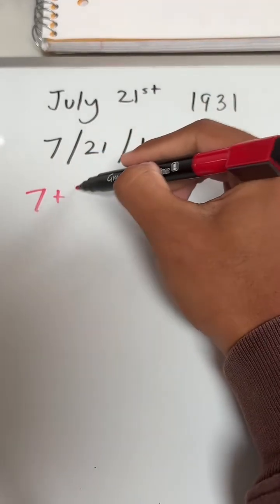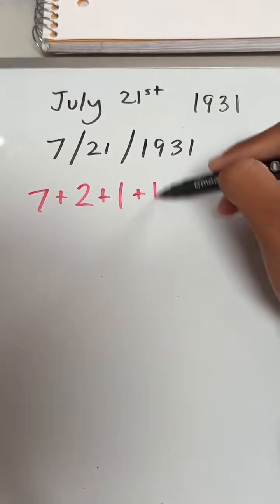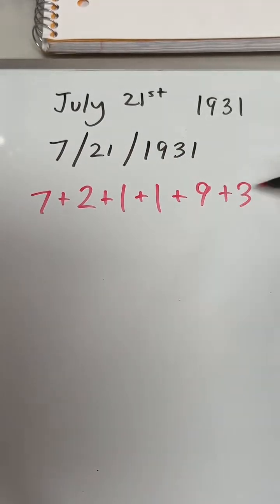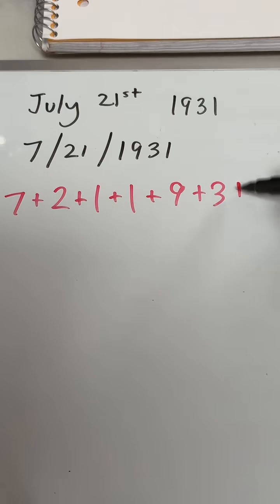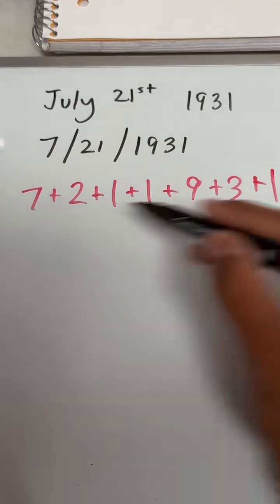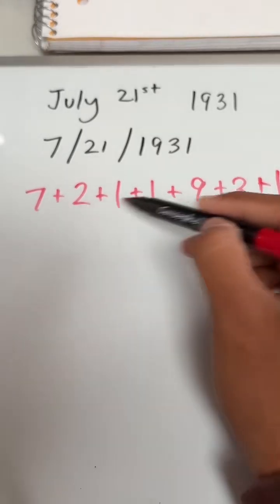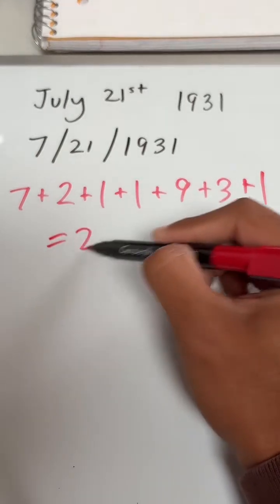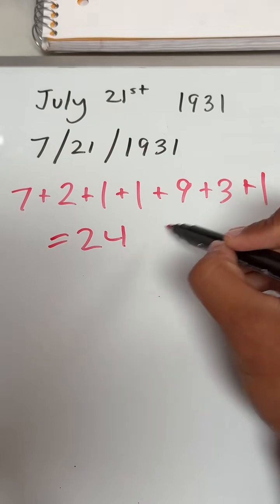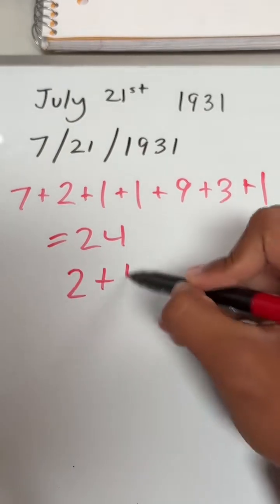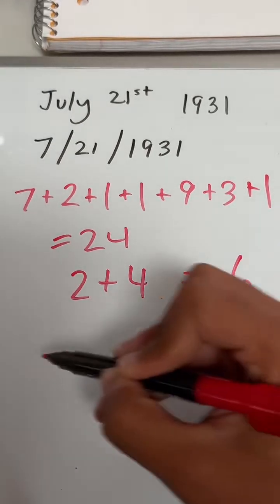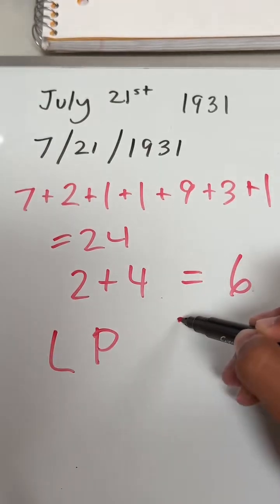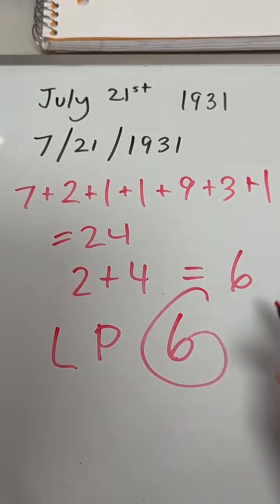We're going to start with method number 1, which is literally just to add each digit from left to right. So you have 7 plus 2 plus 1 plus 1 plus 9 plus 3 plus 1. You add them all up: 9, 10, 11, 20, 23, 24, equals 24. And then from there, you go 2 plus 4 equals 6. Life path 6. Okay? That's kind of cool.